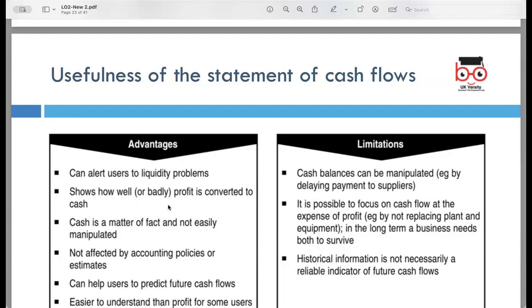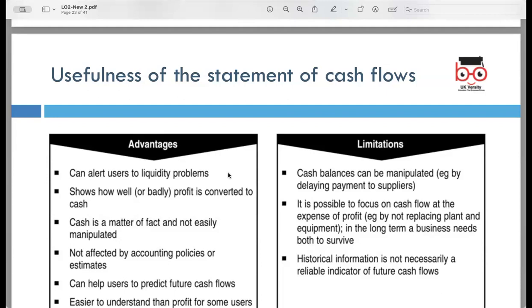Predictive capability helps predict future cash flows, adding financial planning comparability. Standardized headings facilitate easy comparison of cash flows across different entities. Here are some limitations as well. Manipulation potential: despite its subjectivity, cash balance can be manipulated by delaying payment to suppliers or accelerating receipts.